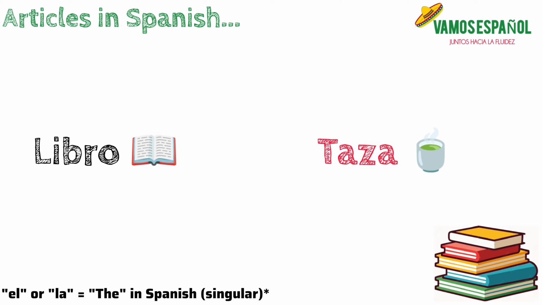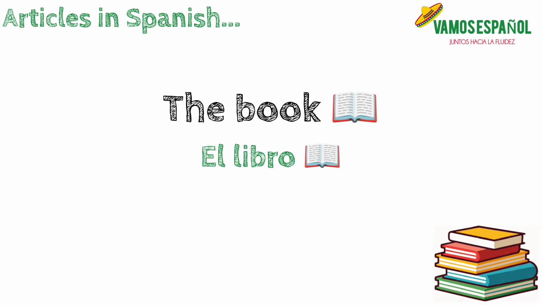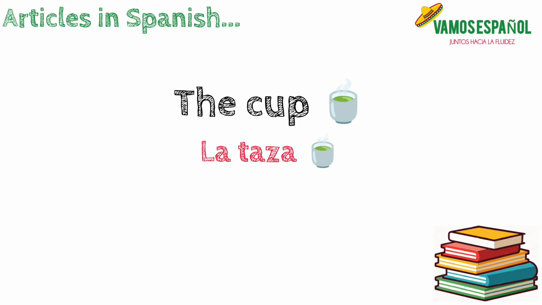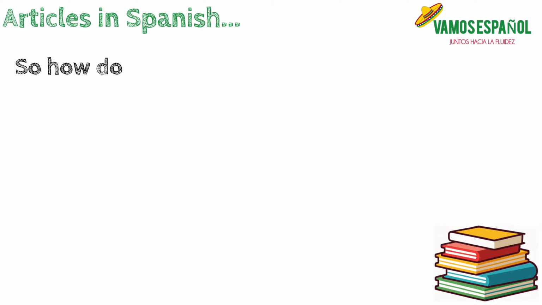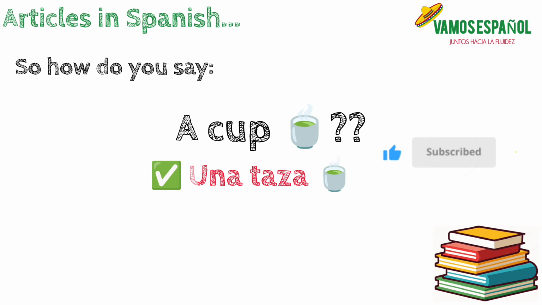So now that we know that el is the used for masculine words ending with o, how then do we say the book in Spanish? El libro. Good. If you got that, then you begin to get the hang of this video. Now let's do the same for la, which is used for feminine words ending with a. How do we say the cup in Spanish? La taza. Muy bien. So, if you were to say a cup in Spanish and your options were un and una, which would you choose? Una taza. Why? Because taza is cup and it ends with an a. So we would say una taza.